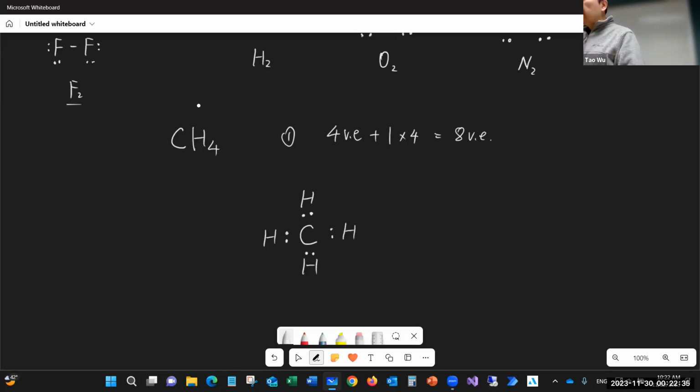Then it looks like we already have 8, so we don't have to do anything. But once you've assigned all the dots, you need to double check: do all elements follow the rules? We talked about the octet rule, and then there's another rule called the duet rule.